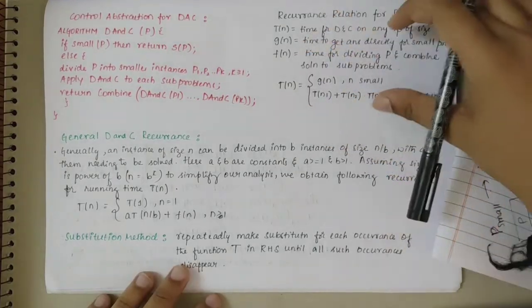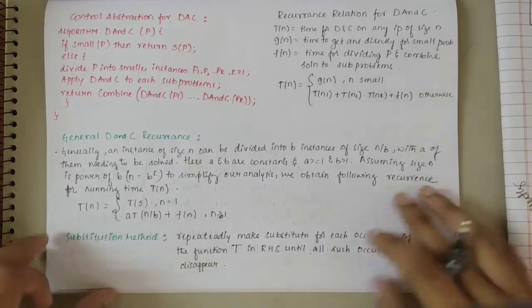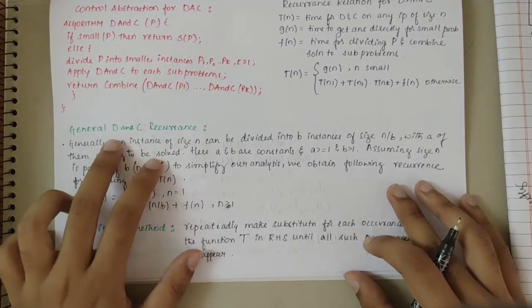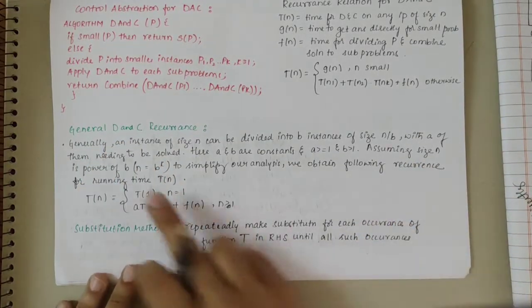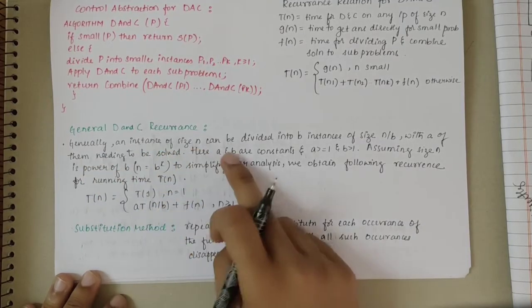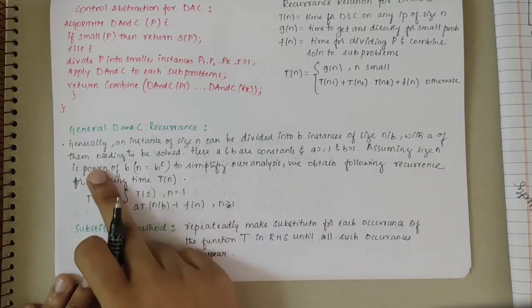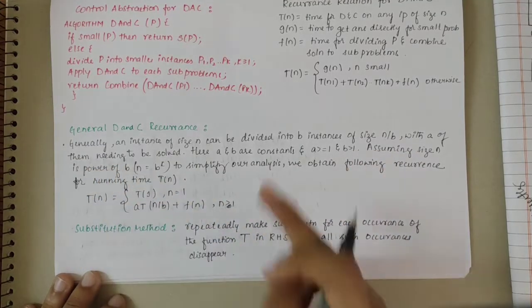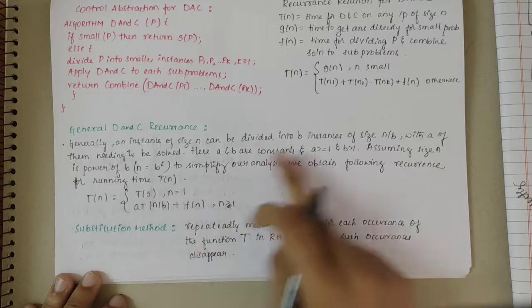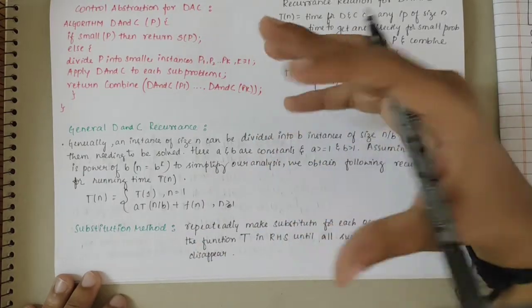So this was about recurrence relation for divide and conquer. Now we'll be looking into general divide and conquer recurrence. Generally, an instance of size n can be divided into b instances of size n by b, with a of them needing to be solved. So a needs to be solved, and the problem is being divided into n by b parts.